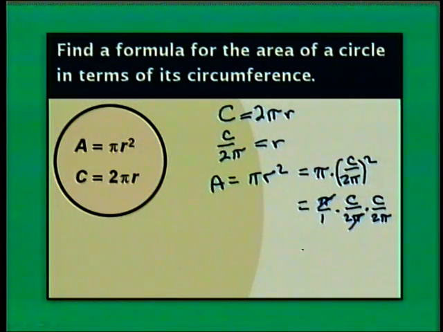When I do that, what do I leave behind? I leave behind 2 factors of C in the numerator. How do we represent 2 factors of C? C squared. What did I leave behind in the denominator? 2 factors of 2 and a factor of pi. 2 times 2 is 4, so I left behind 4 pi in the denominator. Our formula for the area of a circle in terms of the circumference is the area equals C squared over 4 pi.